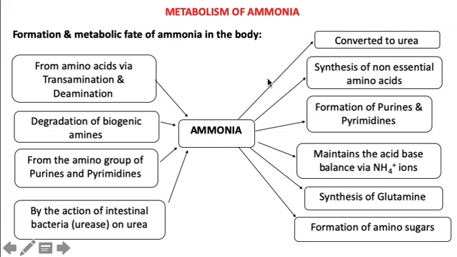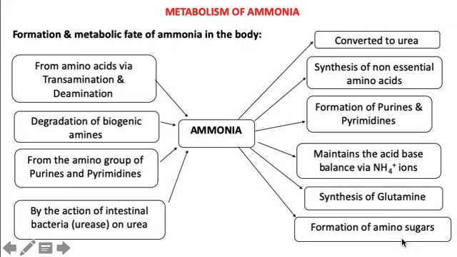Now how is it utilized? First and foremost, it gets converted to urea. Then it is used in the synthesis of the non-essential amino acids, and also in the formation of purines and pyrimidines. Also it helps in the maintenance of acid-base balance by ammonium ions. It leads to the synthesis of glutamine. Glutamine is a transport form of glutamate. Then you have the formation of amino sugars.